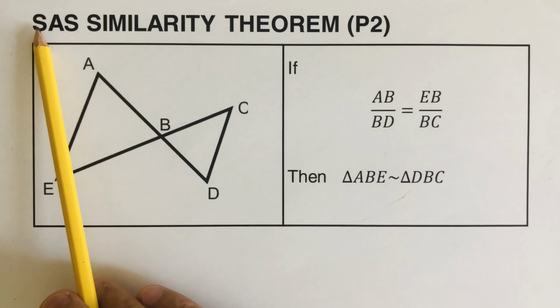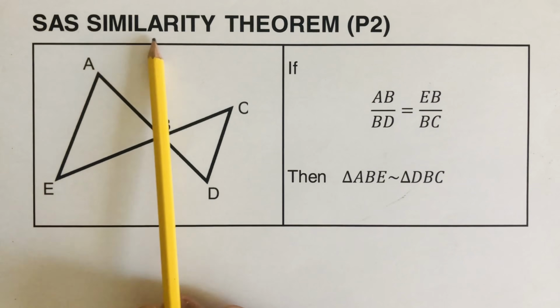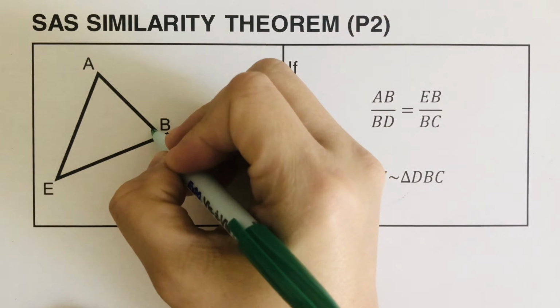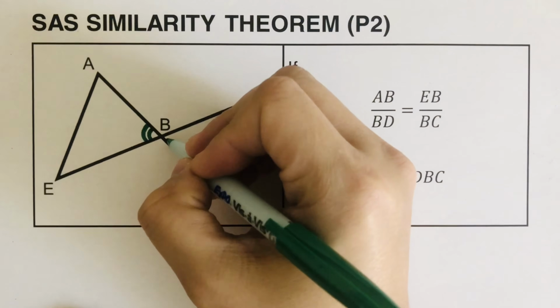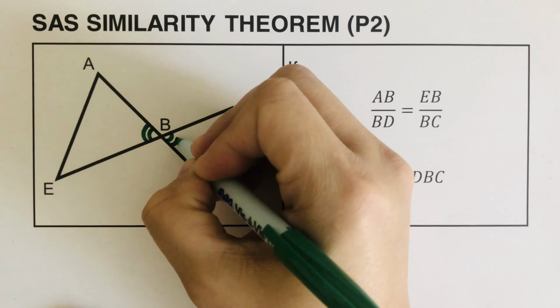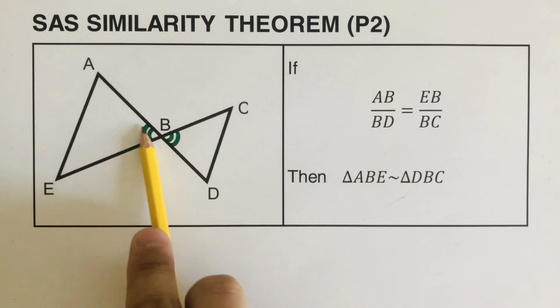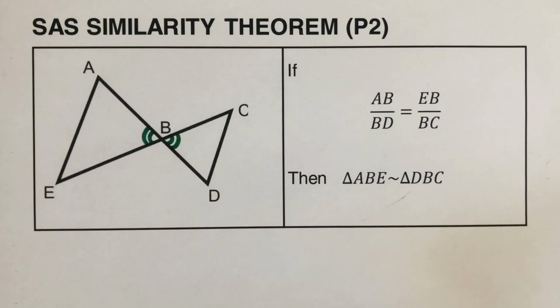SAS stands for side, angle, side, similarity. If we look at this problem right here, the angle that we're referring to is this one right here. Again, this had been mentioned a lot of times in the previous video. These two angles are congruent because they are vertical. So these two angles are vertical angles.